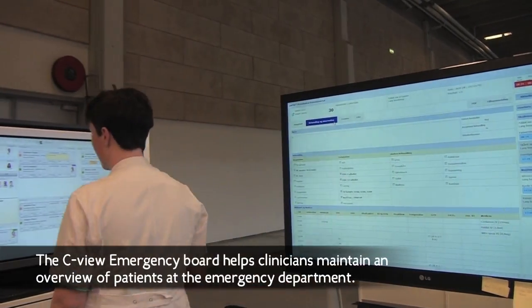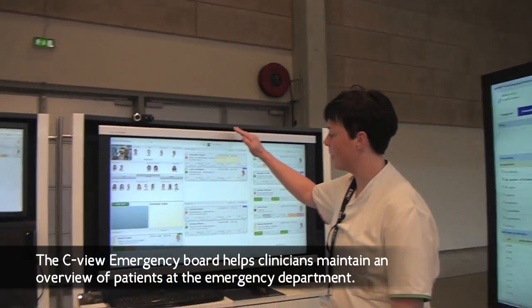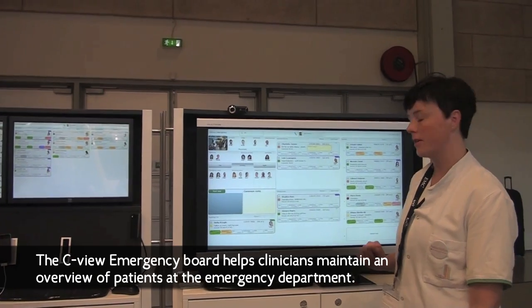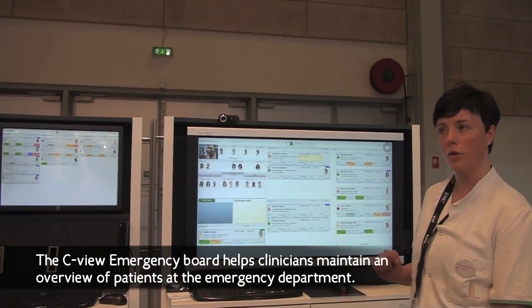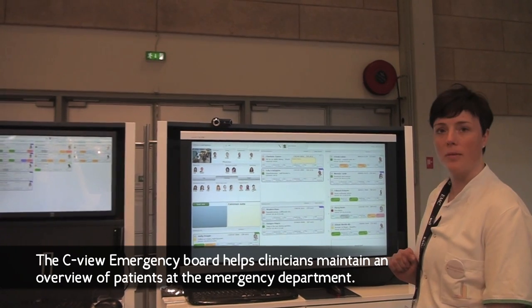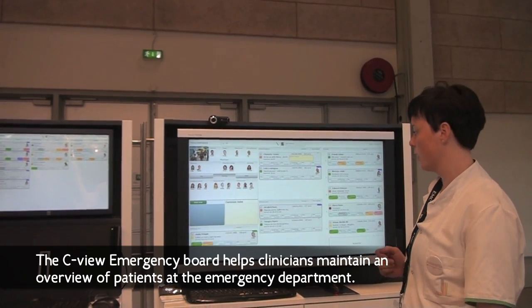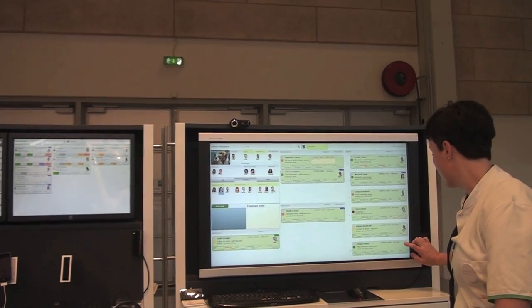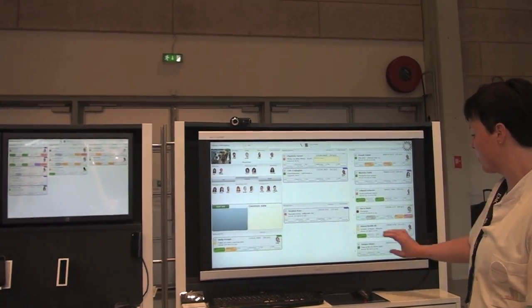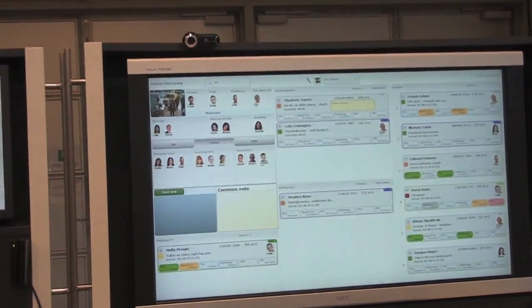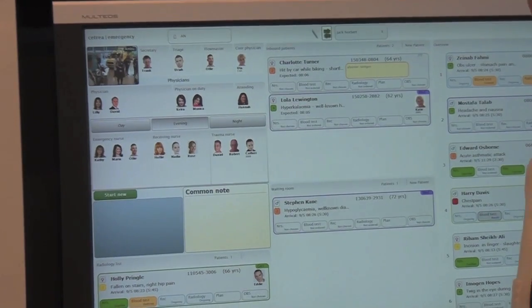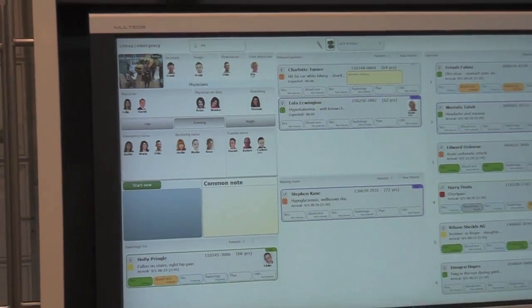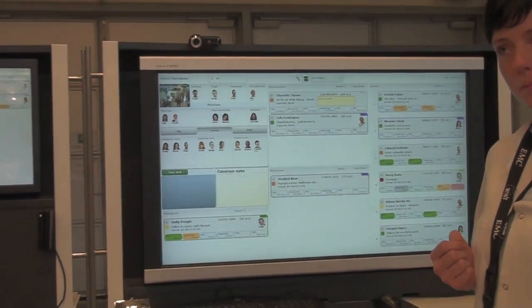When the patient arrives at the emergency department, we have a system, a logistic overview, to optimize the flow in the emergency department. And I can take a nurse and put this nurse in charge of this patient. So that's how we optimize logistics at the emergency department.